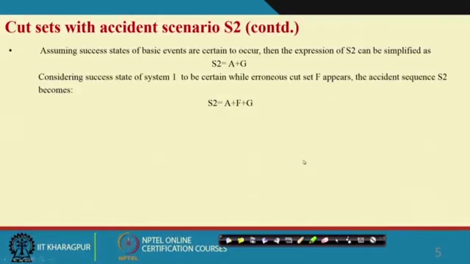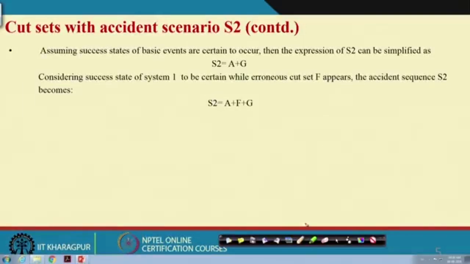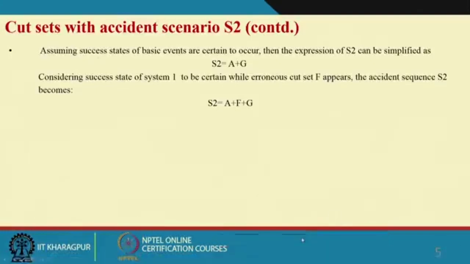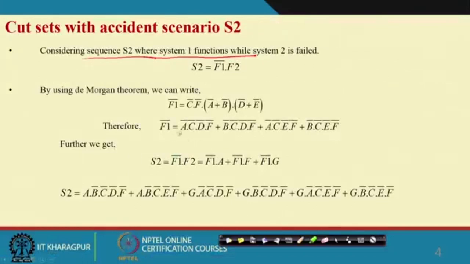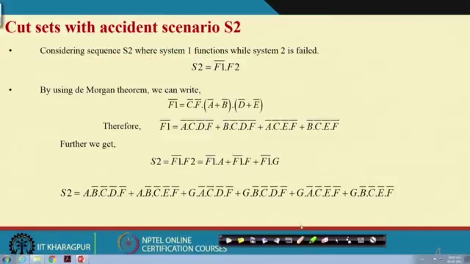So what will happen? There are two situations. Situation 1: you consider that the success states of basic events are certain. What does it mean? The success states for basic events A, B, C, D, E, F are A bar, B bar, C bar, D bar, E bar, F bar. If we assume that all success events are certain to occur, because that is obvious for a high-risk plant where that much reliability should be there, then what will happen? This B bar, C bar, D bar, F bar, all the bar terms, will become 1.